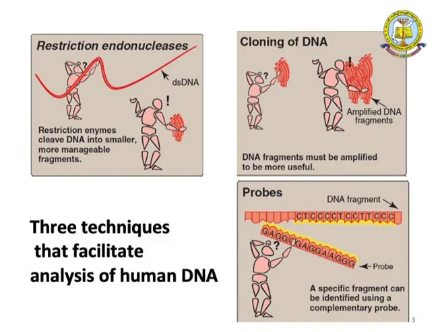Coming to rDNA technology, three main techniques are involved. These facilitate the analysis of human and animal DNA. The first technique is restriction endonuclease enzymes. The second is how to clone the DNA. The third is probes. Coming to the first one, restriction enzymes cleave DNA into smaller, more manageable fragments.